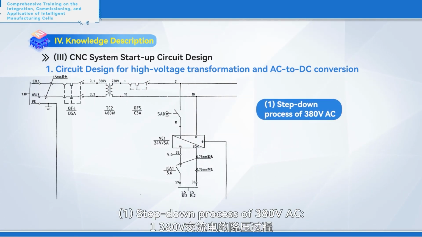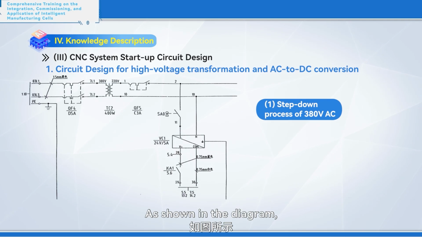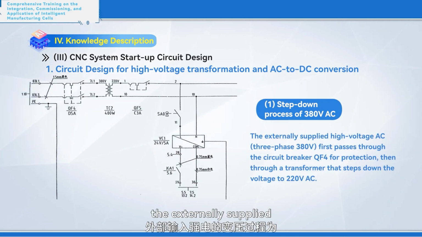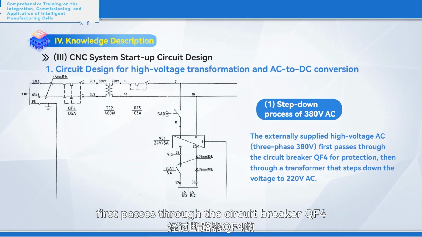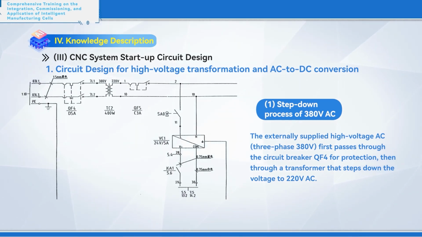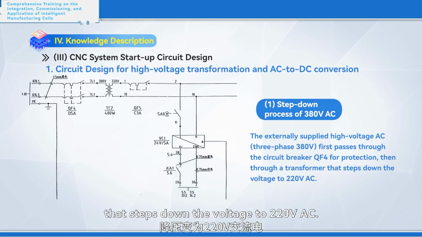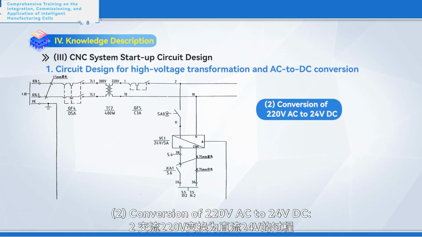1. Step-down process of 380-volt AC. As shown in the diagram, the externally supplied high-voltage AC, 3-phase 380 volts, first passes through the circuit breaker QF4 for protection, then through a transformer that steps down the voltage to 220-volt AC. 2. Conversion of 220-volt AC to 24-volt DC.